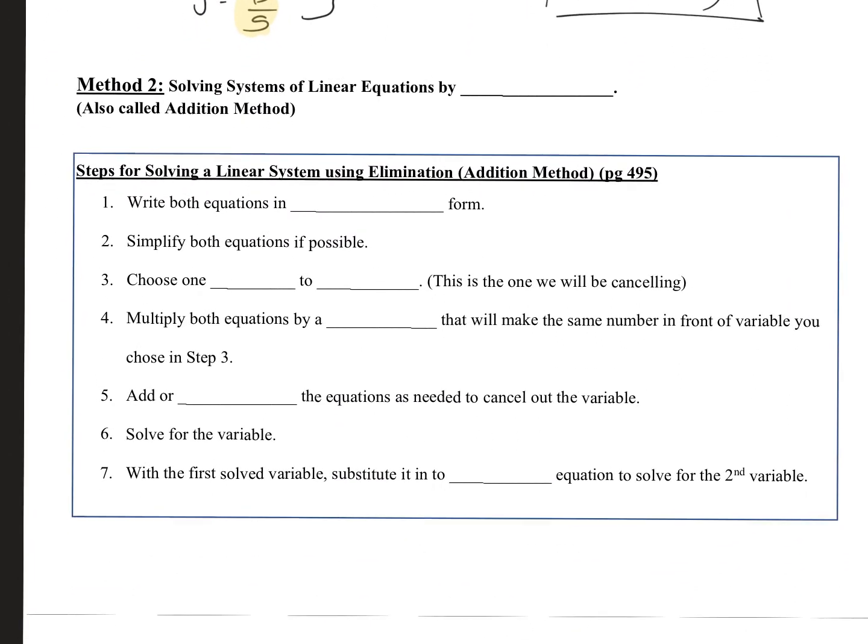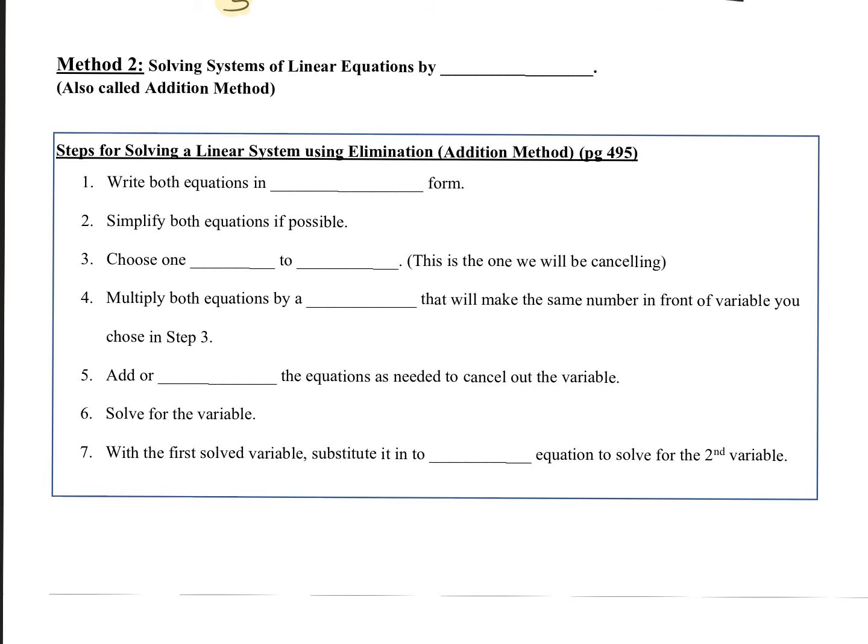Now the next method we have is solving systems of linear equations by elimination. Some books like to call this the addition method. I tend to use the term elimination, as that's kind of how I was taught. So steps for solving a linear system using elimination. Once again, this is a different method. So we've had graphing as one method, then we've had substitution, and now we're looking at elimination. All three methods you can use to solve, but which one is easier does often depend on your equation. But let's take a look at addition method, or elimination method.